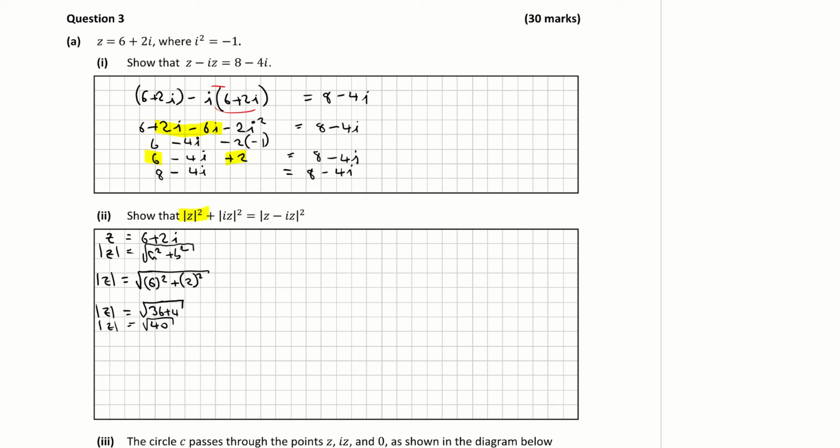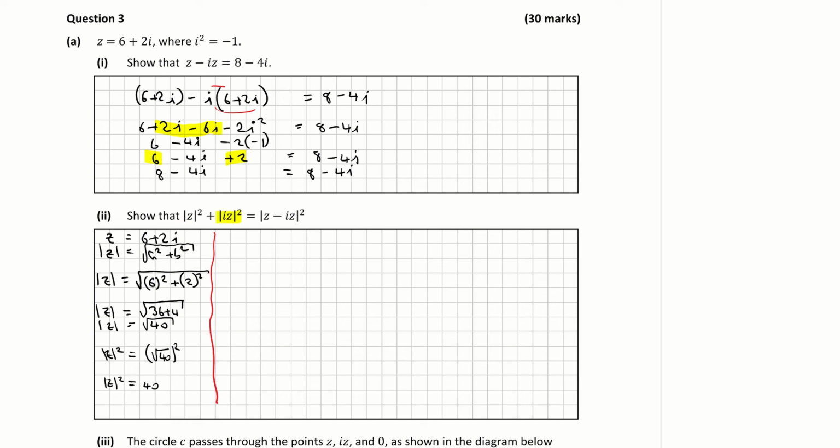Now the question wants us to find the square of that. So I'm squaring the square root of 40, which is giving me a value of 40. So that's the first part done. Let's come over now and look at the next part, which is going to be the modulus of i times z all to be squared.